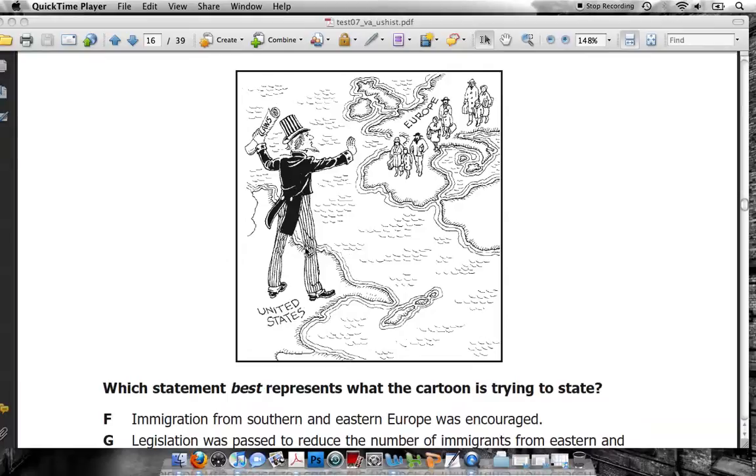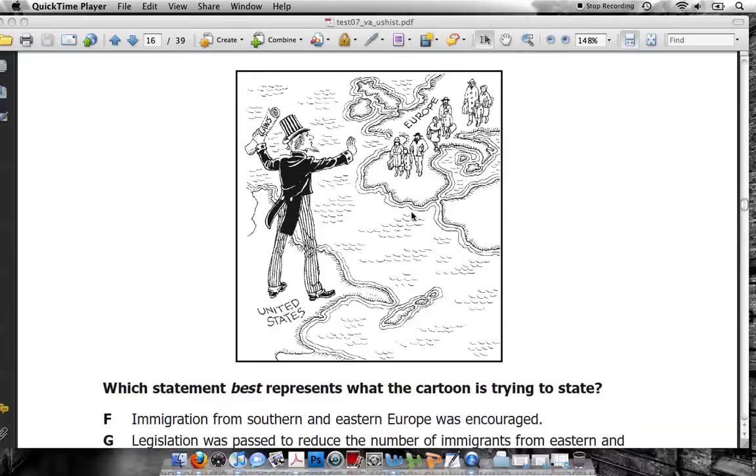Now, what all do we see? Well, we see Uncle Sam, the United States government, and what's he doing? He has his hand out saying, stop, and in his other hand, he's holding some laws. So Uncle Sam wants to use the law to stop somebody from doing something. Looking over to Europe, we see people who have suitcases, it looks like, and are walking towards the United States.